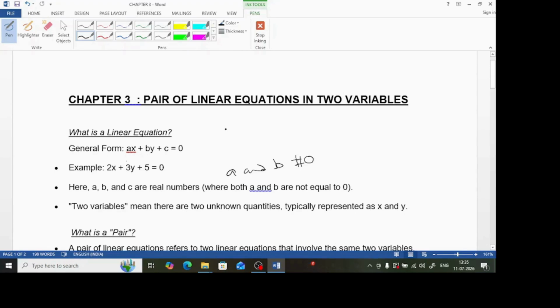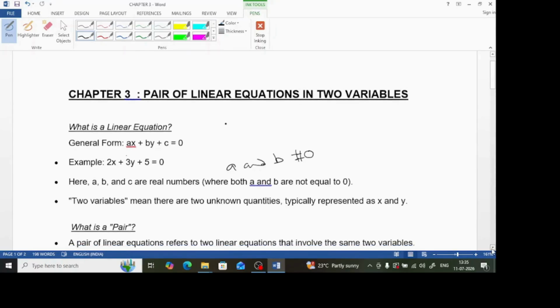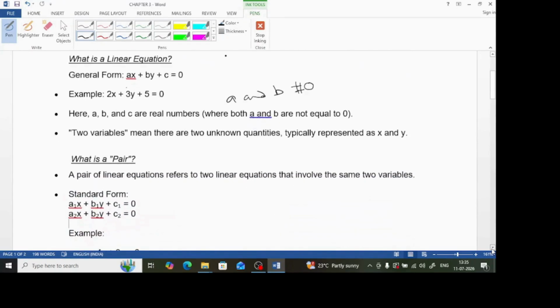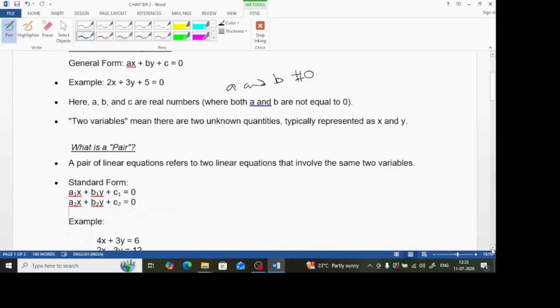We don't know what x and what y is, the quantity of x and y, and we will solve to find the quantity of x and the quantity of y. Now let us understand the meaning of pair. When it is a single equation, it is a linear equation in two variables. But when there are two linear equations, it becomes a pair.